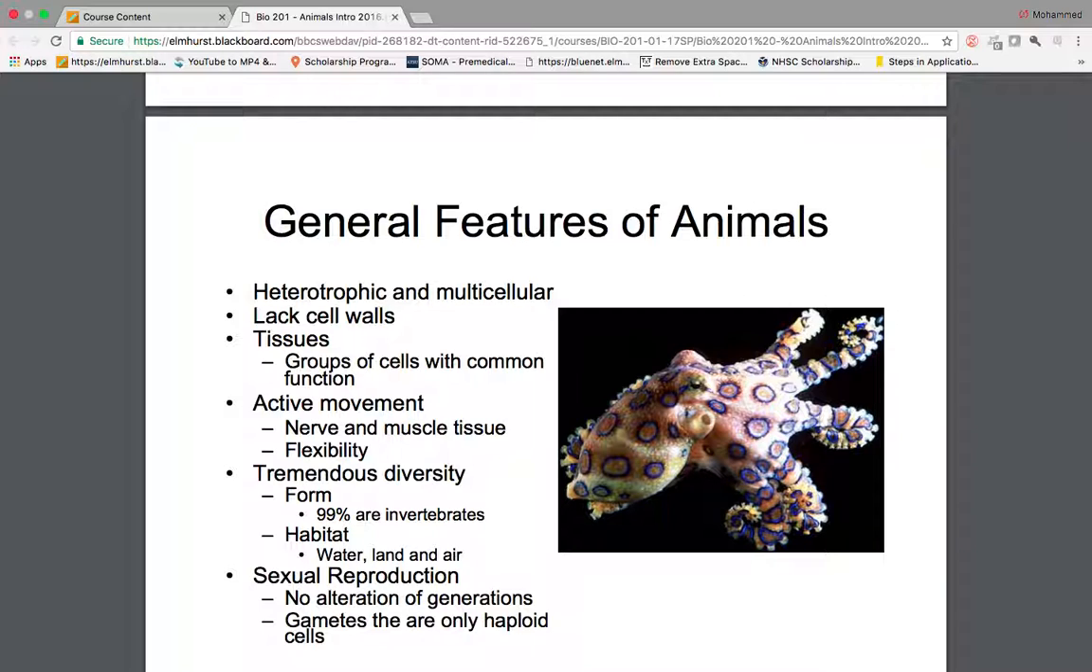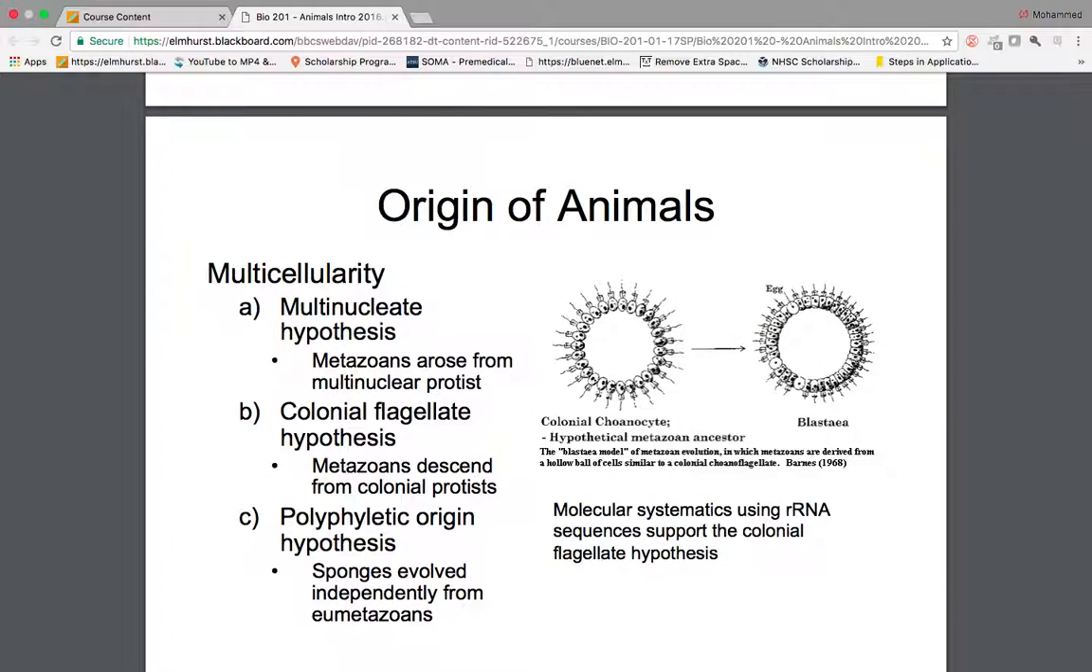The origin of animals is actually controversial. There were a couple of different possibilities of where multicellular animals came from. Multicellularity has its origin in, there were a couple of competing hypotheses. So when I was in college 25 years ago, these were competing ideas. One of them is called the multinucleate hypothesis.